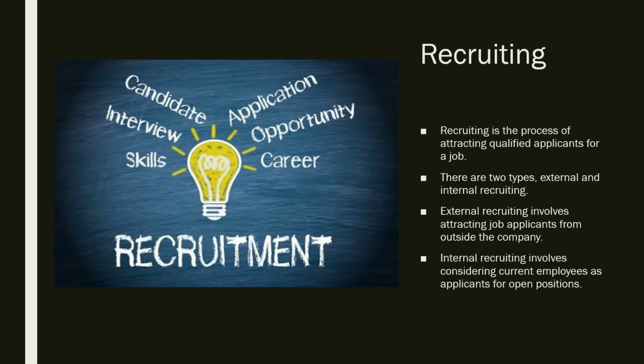Recruiting is the process of attracting qualified applicants for a job. There are two types, external and internal recruiting. External recruiting involves attracting job applicants from outside companies, such as LinkedIn and Monster, and internal recruiting involves considering current employees as applicants for open positions.